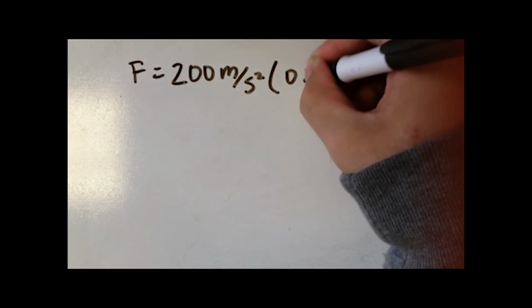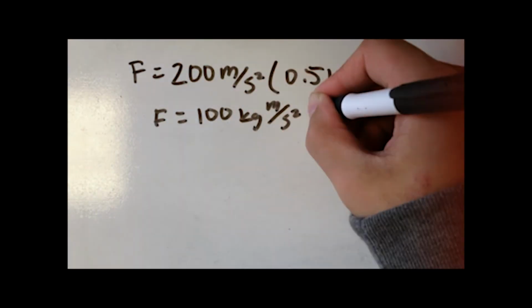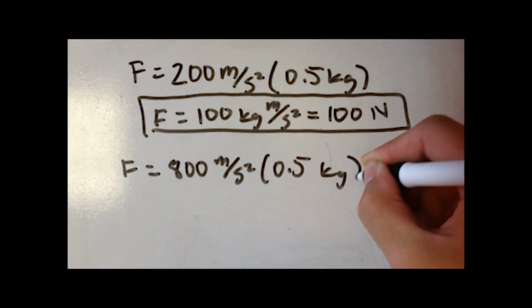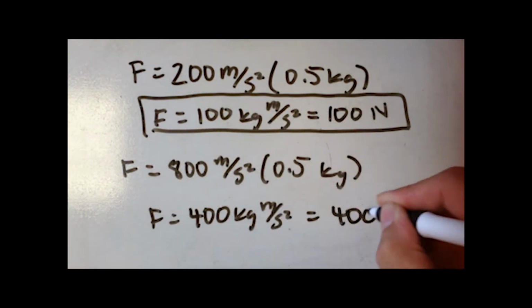Plug in these numbers. We see that the first bullet applies a force of 100 Newtons. The second bullet, with 4 times its acceleration, deals 4 times the force with 400 Newtons.